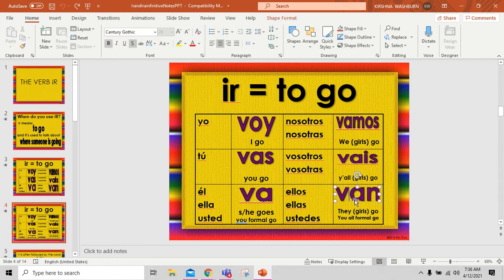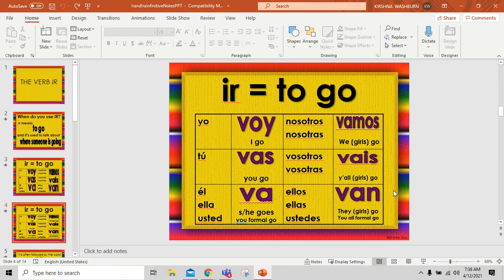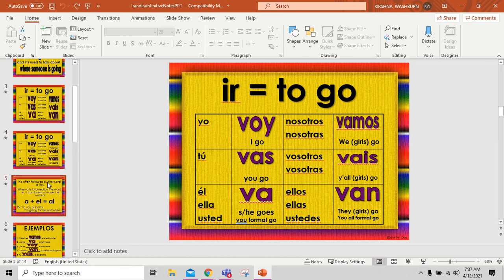Van. When you say van all alone, it just means they go. So if you say ellos van, you're just reinforcing they go. If you say ellas van, they girls go. And if you say ustedes van, that means you all or you all formal go. All right. So those are forms of the verb ir.